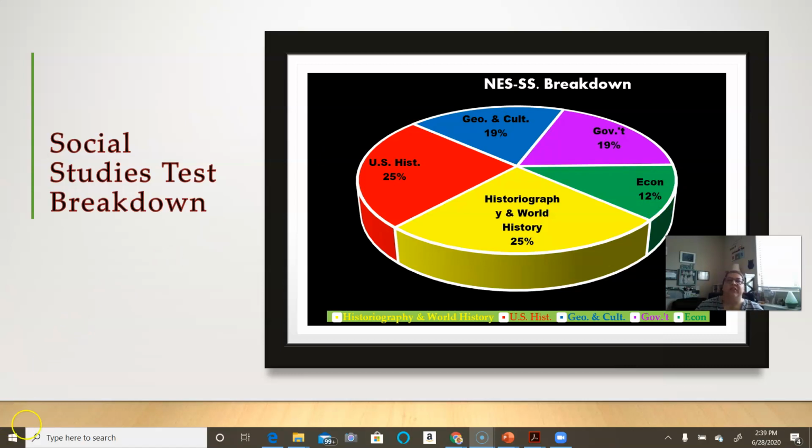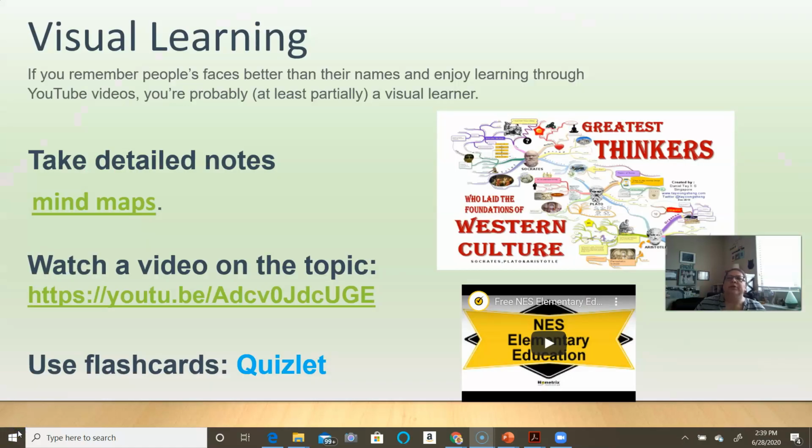I believe that this is why many students find it difficult in studying for this test, because of all of the different topics that incorporate social studies. So what I'm going to do is first let's look at what type of learner you are, and that'll help you actually prepare. So are you a visual learner, someone who remembers people's faces better than their names?